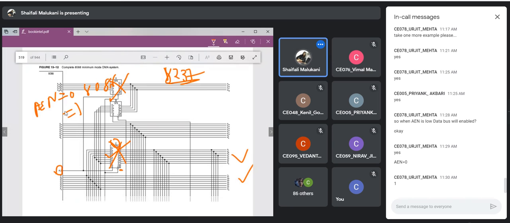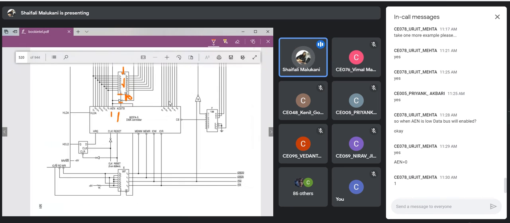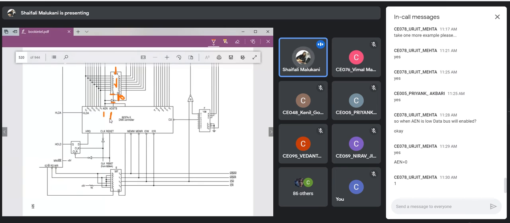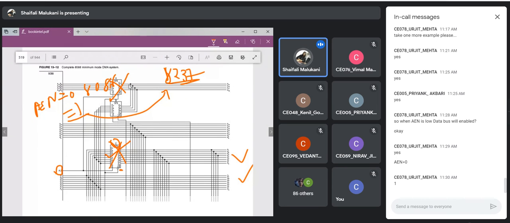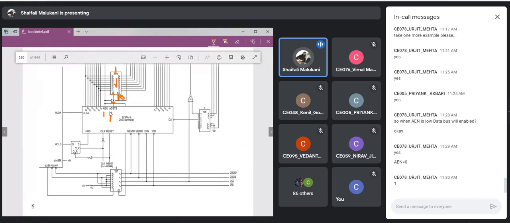AEN should be 1. And what does AEN 1 indicate? It is the operation of 8237. So whenever AEN becomes 1, at that time what happens? When AEN becomes 0, this becomes disabled. AEN becomes 1, this becomes disabled. As well as, when AEN becomes 1, at that time this becomes enabled.